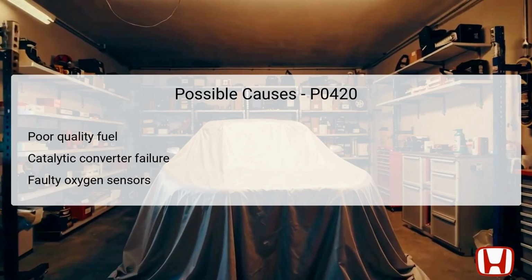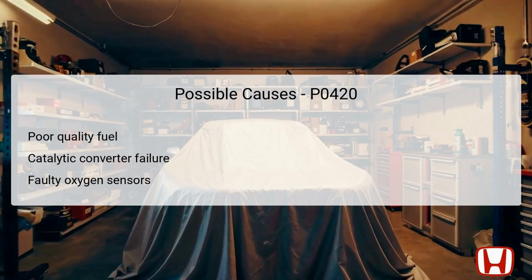The primary possible cause for DTC P0420 is poor quality fuel, which can lead to incomplete combustion and increased emissions that the catalytic converter struggles to process. Additionally, a failing catalytic converter itself can directly result in efficiency issues. When internal components of the catalytic converter degrade or become clogged, its ability to filter out harmful substances diminishes, triggering this DTC.